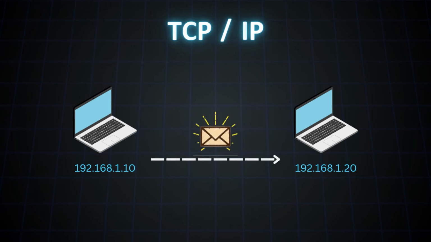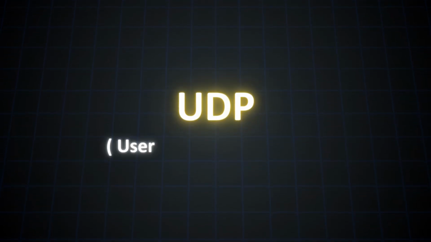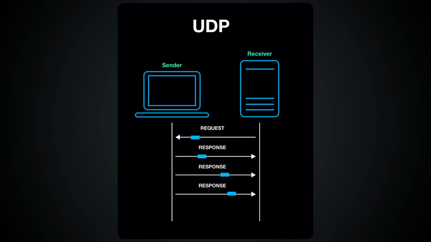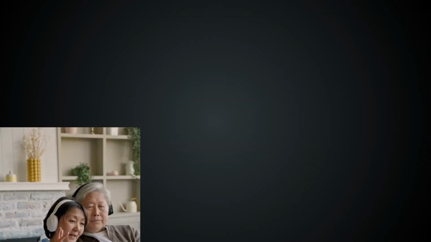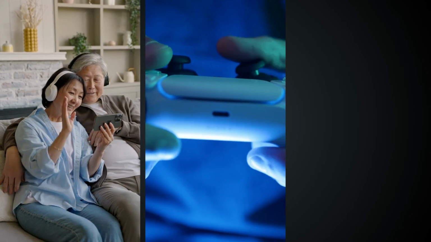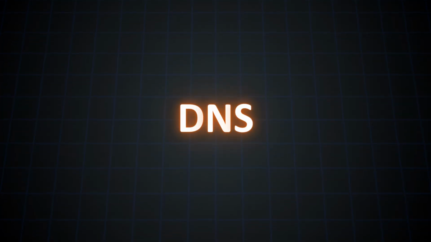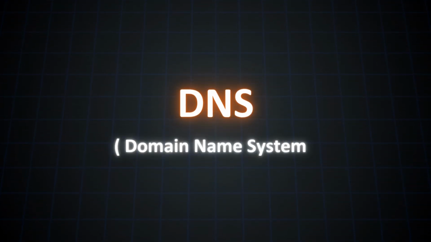one machine to another. UDP, User Datagram Protocol. It's like TCP without the seatbelt. It skips error checking to send data faster, which makes it great for video calls, games, and streams where speed matters more than perfection.